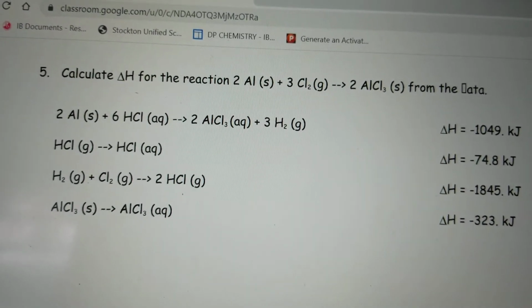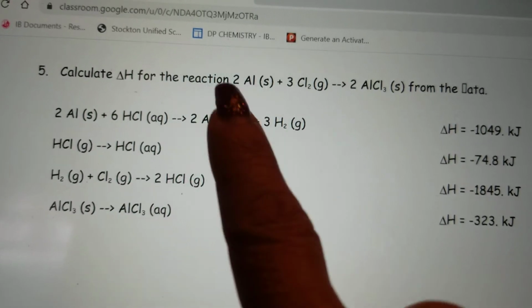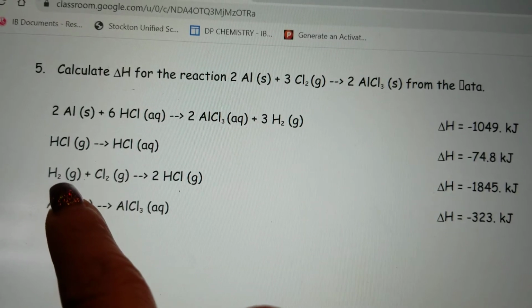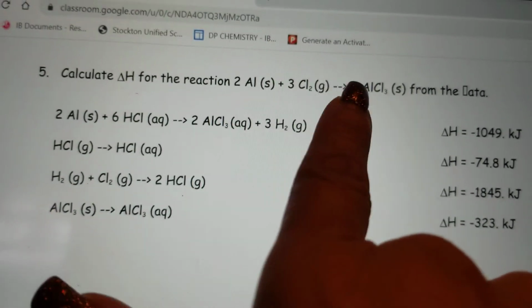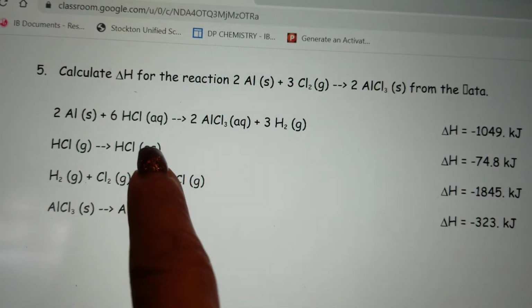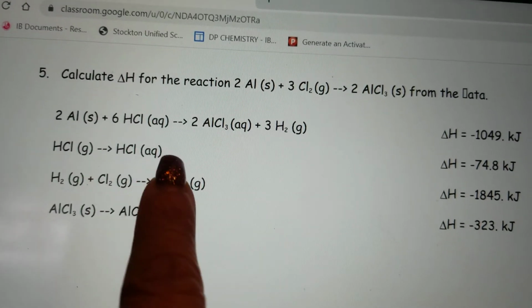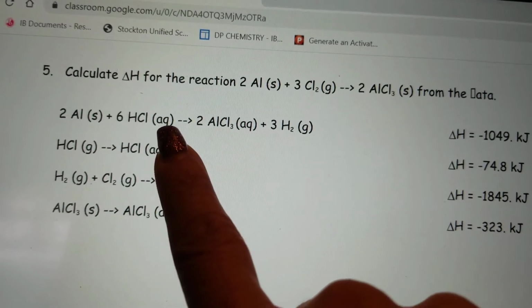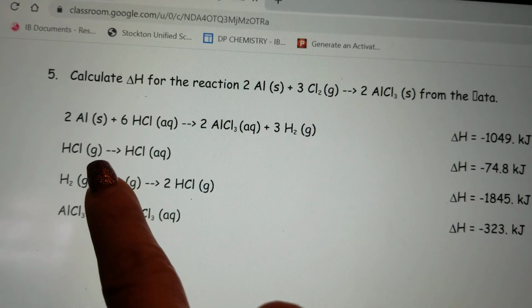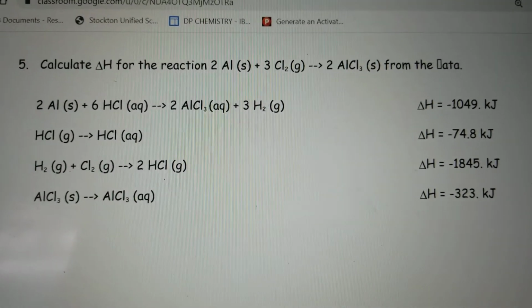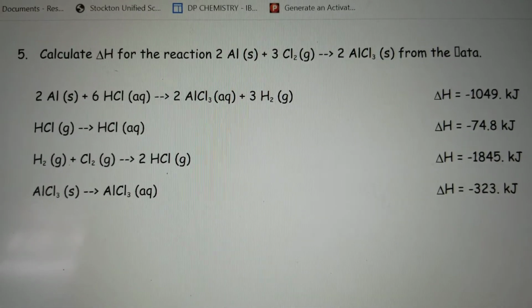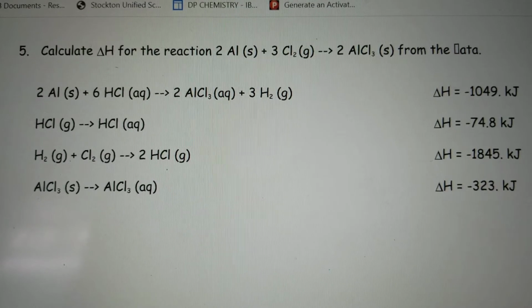Also, notice that in the steps, there's H2. You have to make sure that the H2s cancel, because there's no H2 in the overall equation. The HCl's also need to cancel, and there are 2 different types of HCl, aqueous and gaseous. So you need to do what you need to do to get those to cancel out. I'm going to go through the steps so you can see the different ways that the equations can be manipulated.